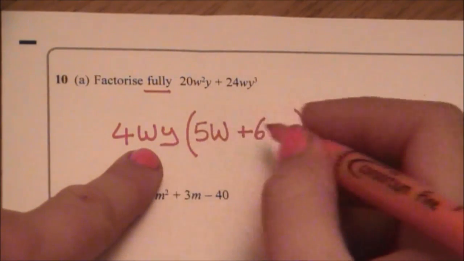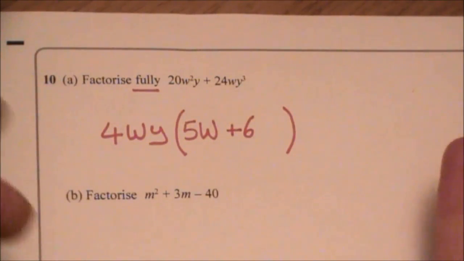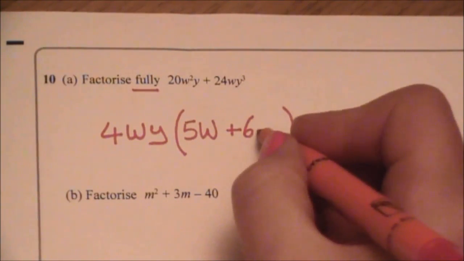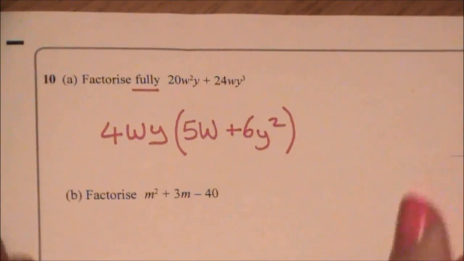plus 4 times what is 24? 6. W times what is w? No need for anything else because it's already w. And y times what is y cubed? Well, then that's y squared.